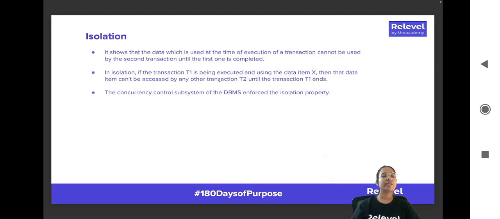The concurrency control system of a DBMS enforces this isolation property. That does not mean you will never find concurrent transactions in a DBMS. There are concurrent transactions happening, but you have to make sure that they are happening in isolation with each other.